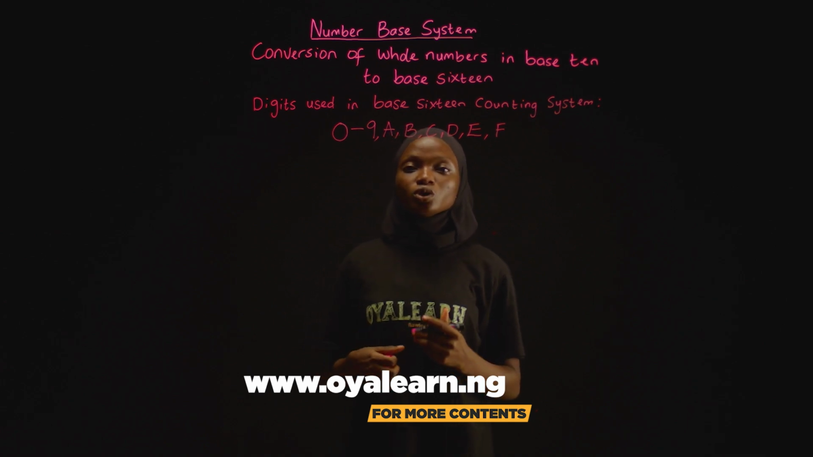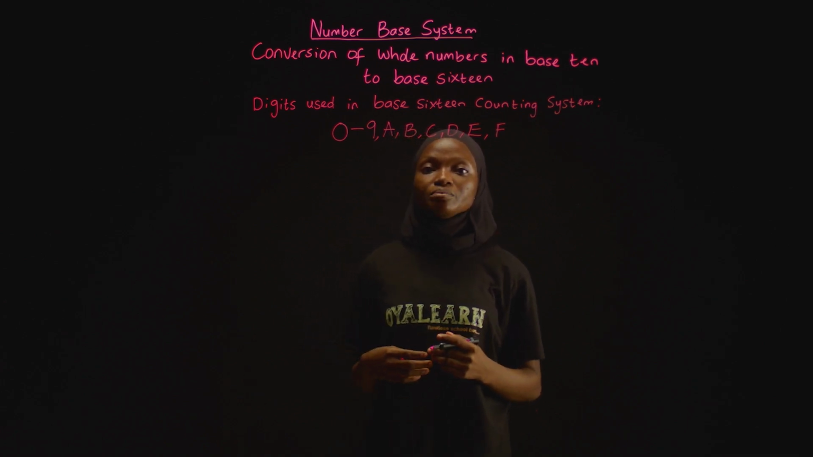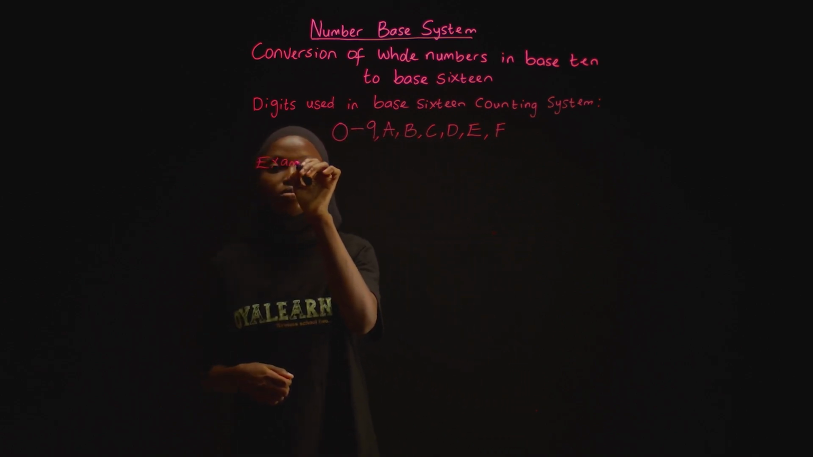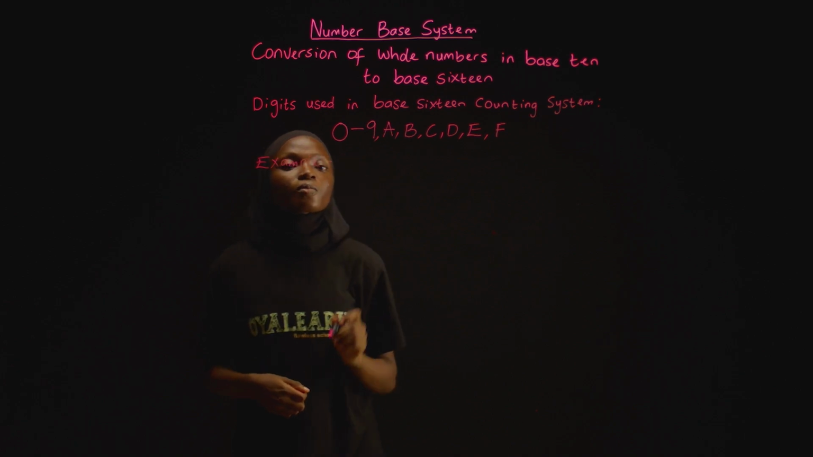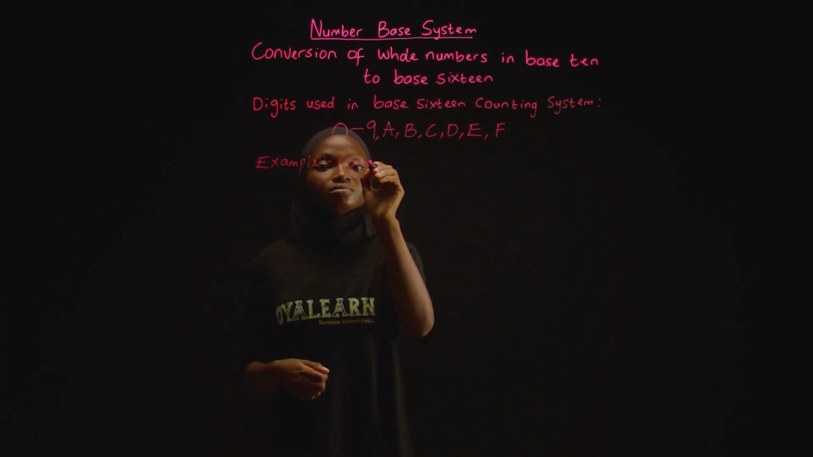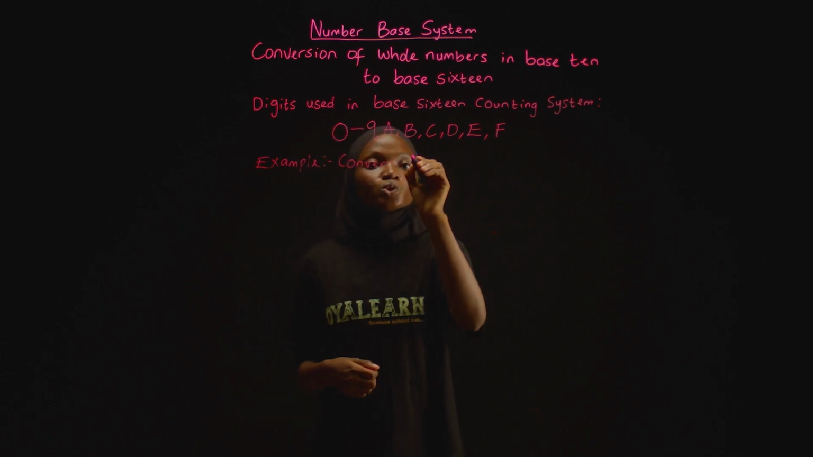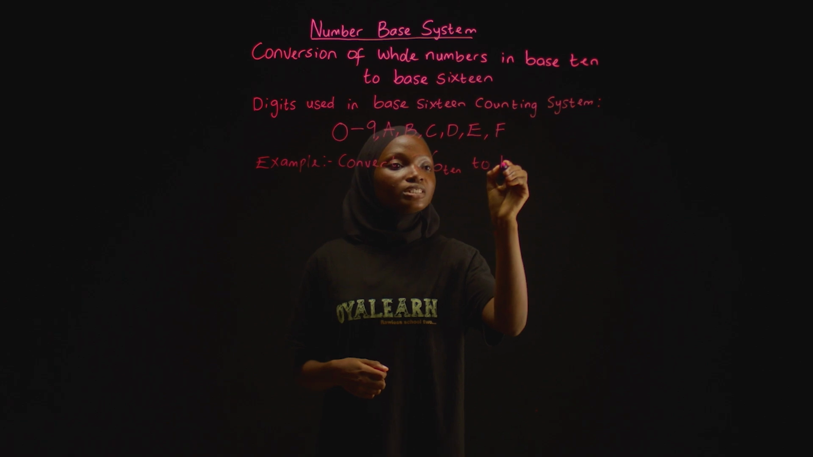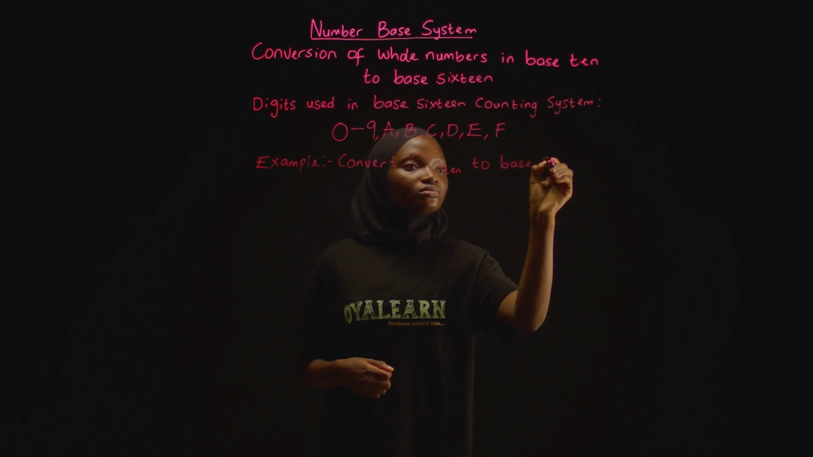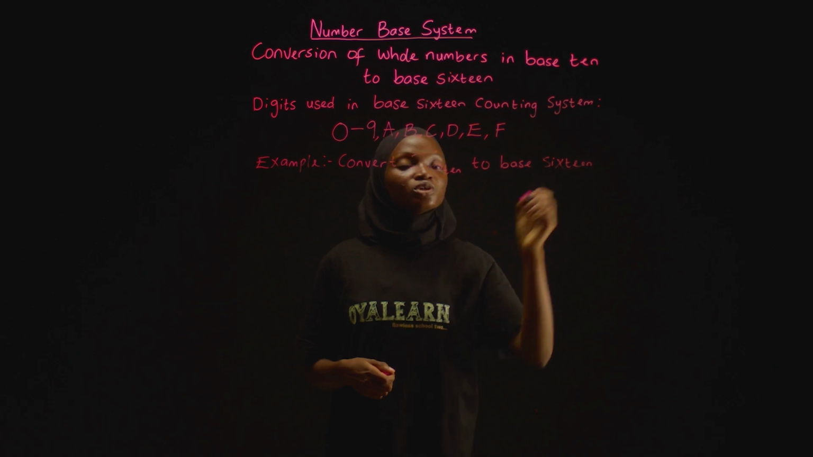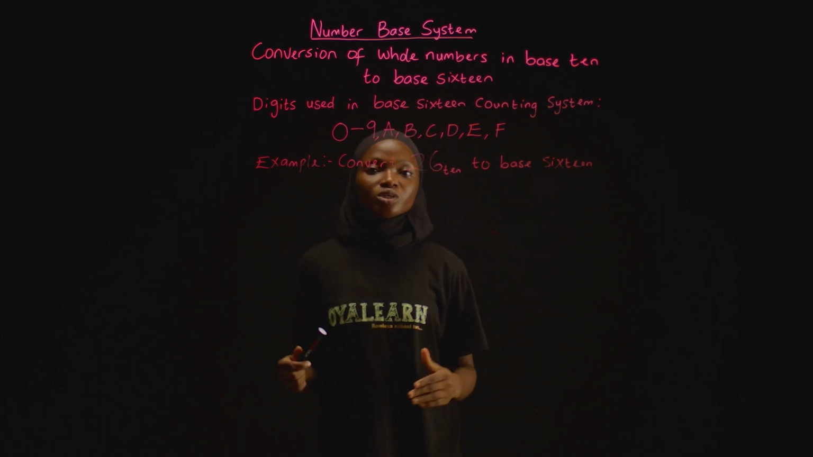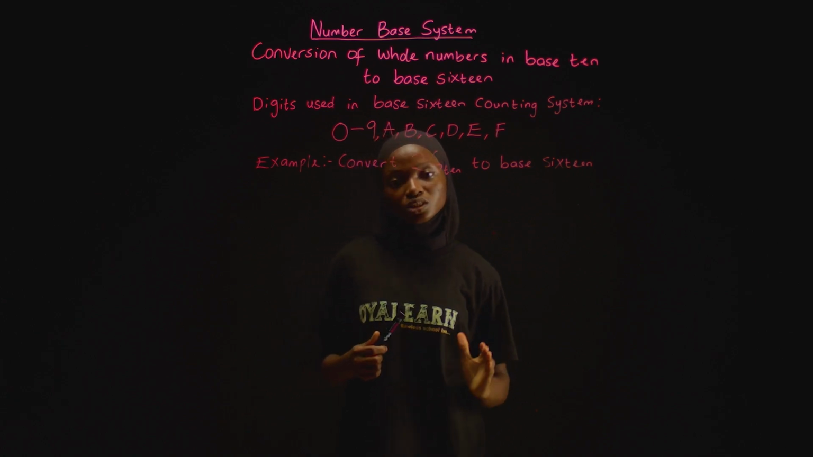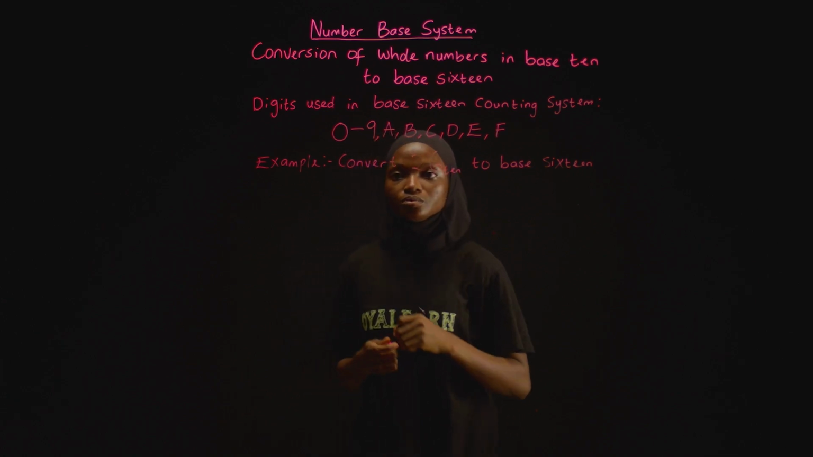Now let's look at examples on how to convert whole numbers in base 10 to base 16. Example: Convert 26 base 10 to base 16. To do this, we divide 26 repeatedly by 16 until division is no longer possible. Then we'll take the remainders upwards.